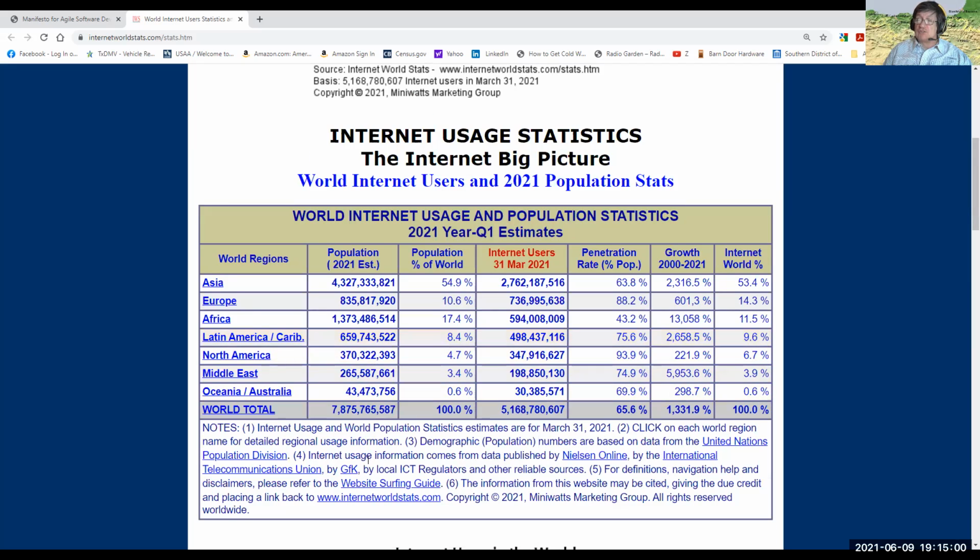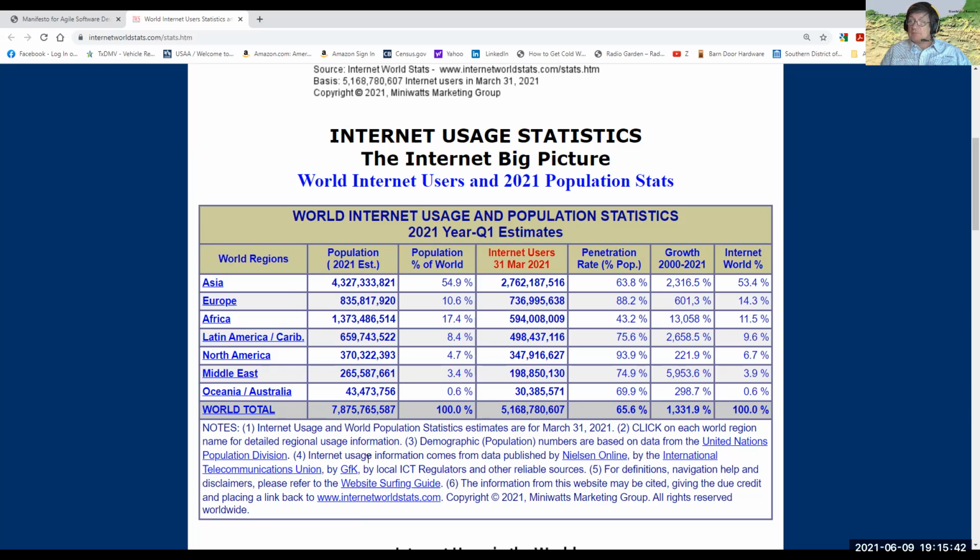If you go by population and you do the breakdown, the total population recorded is 7,875,000,000. Asia alone, 4 billion people. Africa, 1 billion people. Latin America, 659 million. North America, 370 million.